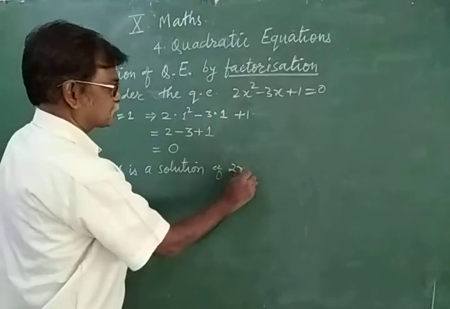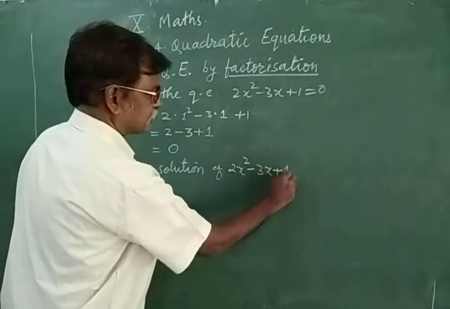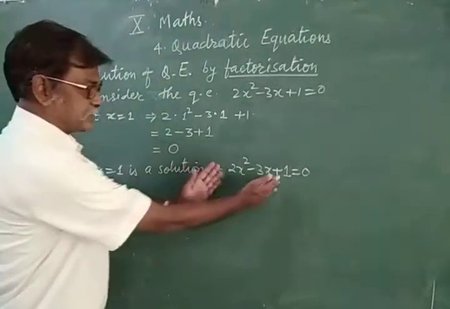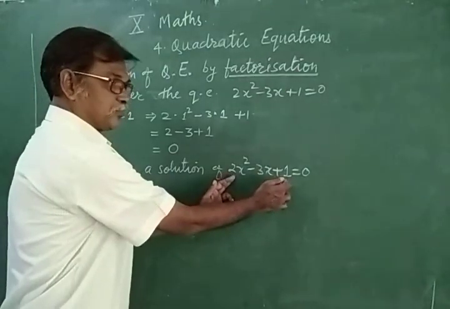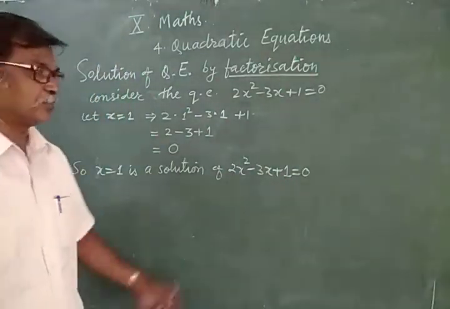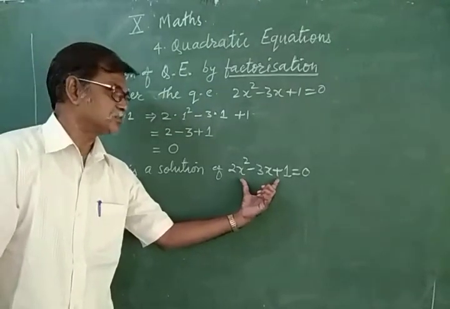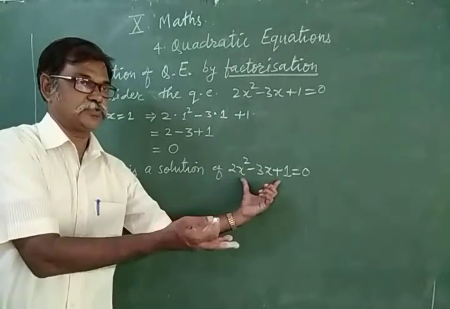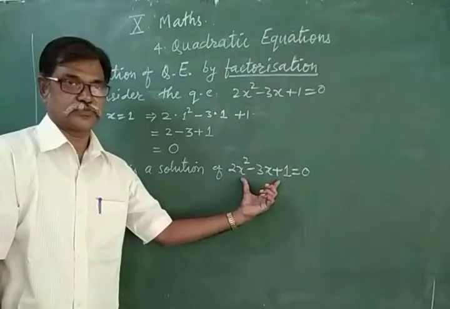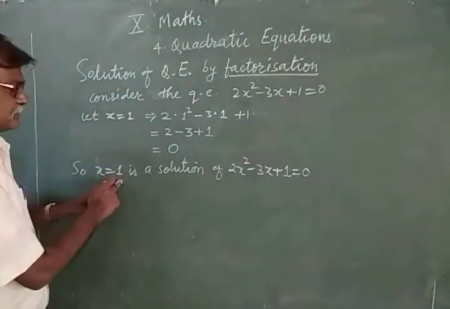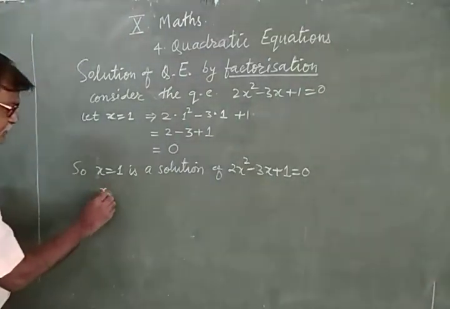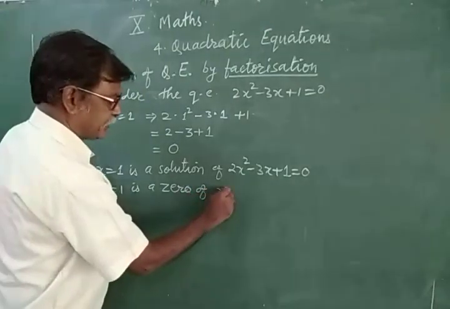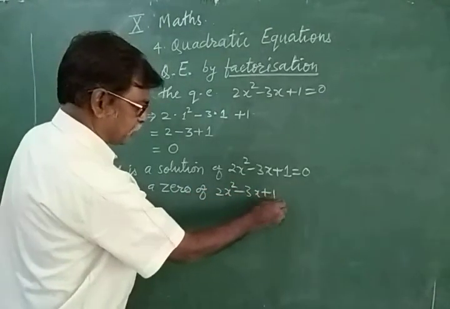of 2x square minus 3x plus 1 is equal to 0. Because the left hand side is a polynomial, when we found the zeros of the quadratic polynomial, we substituted the value of x and equated it to 0, and then we found the zeros. It means when x is equal to 1 is the solution of this equation, we can say x is equal to 1 is a zero of 2x square minus 3x plus 1, because this is a quadratic polynomial.